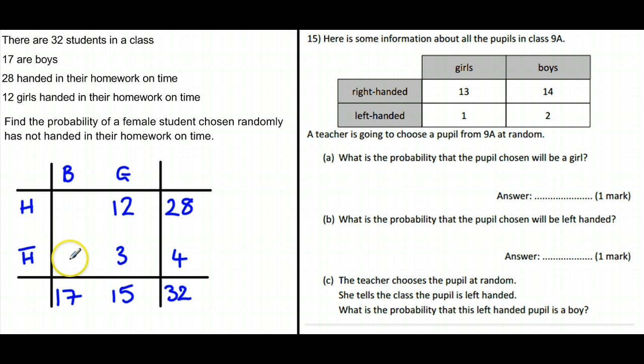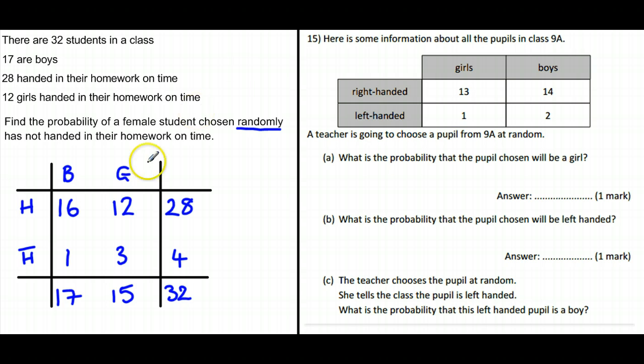And there's a couple of ways of working out that there's one boy who didn't hand their homework in, and that leaves us with 16 boys who did hand their homework in out of the 17. Once you've got that information, then you can work out various probability based questions. This particular one, we've decided to look for the probability that a female student chosen randomly. That's always important because otherwise the probability wouldn't apply. Chosen randomly has not handed in their homework on time.